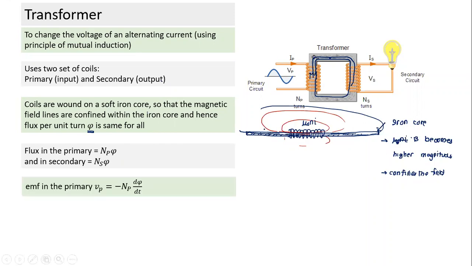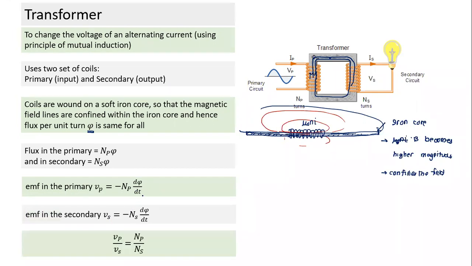So what is the EMF in the primary? As the current here is alternating current, the current will keep changing, and so the flux will also keep changing. The EMF in the primary is given by the rate of change of flux. Induced EMF is equal to minus d phi by dt. So EMF in the primary is equal to minus NP into d phi by dt. Similarly, I can write the EMF in the secondary, which is minus NS into d phi by dt. So what is the relationship between the two EMFs? The EMFs in the primary and secondary are proportional to the number of turns in the primary and secondary.